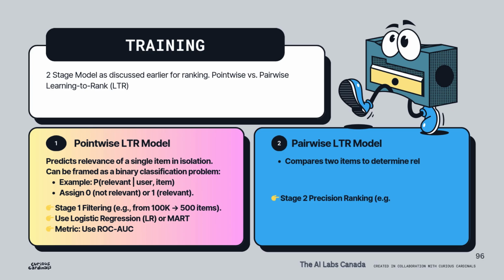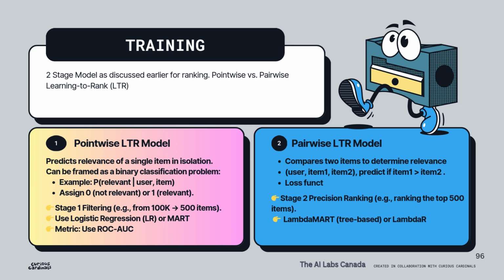It compares two items to determine relevance. It's a function of user item pairs. The loss function is minimizing the incorrect predictions. There are two models that I can think of that can be used here: LambdaMART, which is a tree-based model, or LambdaRank, which is your neural network based. For metrics, I would suggest a normalized discounted cumulative gain for evaluation.